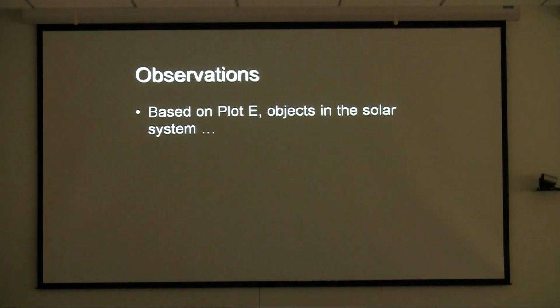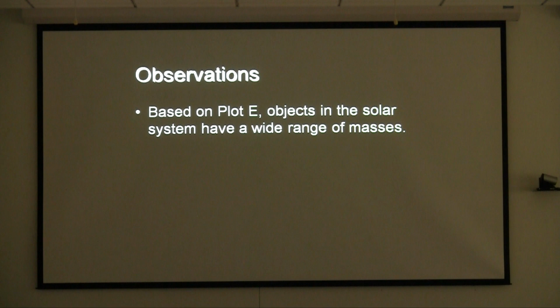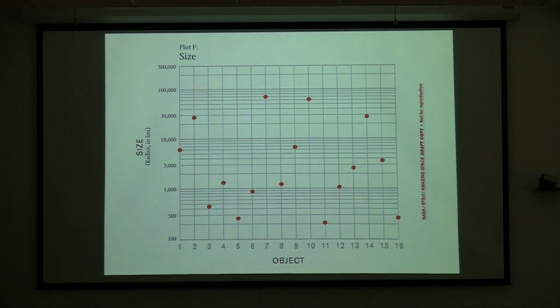Based on plot E, objects in the solar system, how would you finish that question? Have a very wide range of masses. Exactly. Again, my answer is not the correct answer. It's just an answer. Anybody else have anything else they would put to that? All right, let's move on to plot F, size.